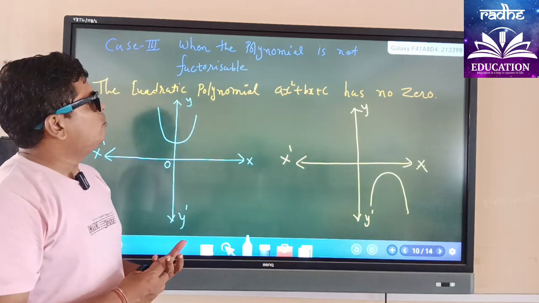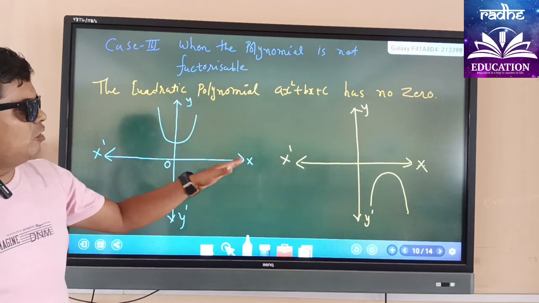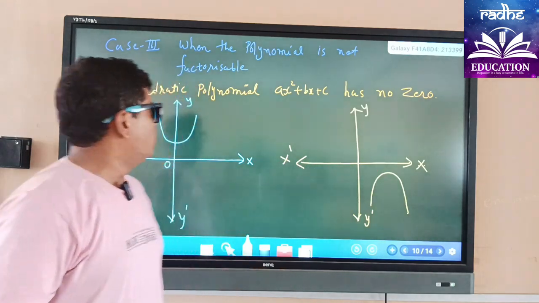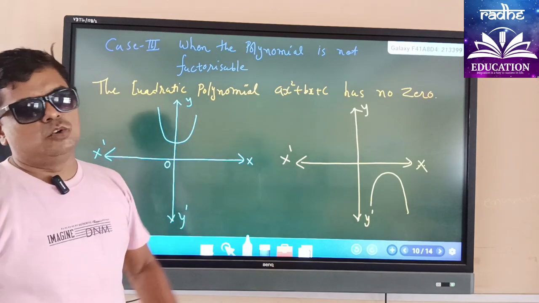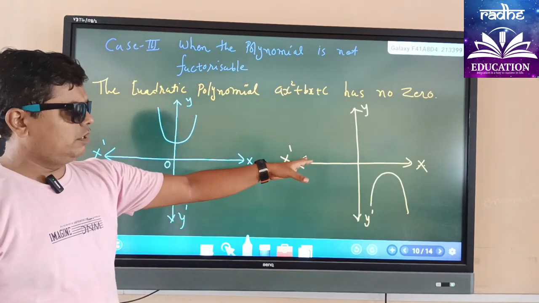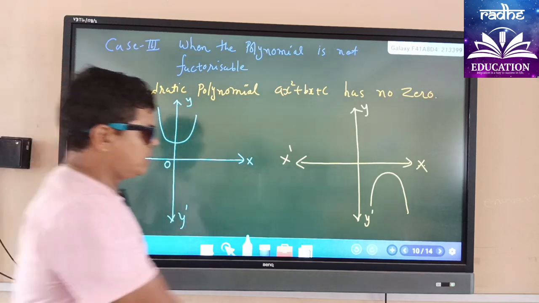Case 3: when the polynomial is not factorizable. When the polynomial is not factorizable, then it will not intersect the x-axis. The quadratic polynomial ax squared plus bx plus c has no zero. Here it does not intersect the x-axis, no values are possible, no zeros are there.